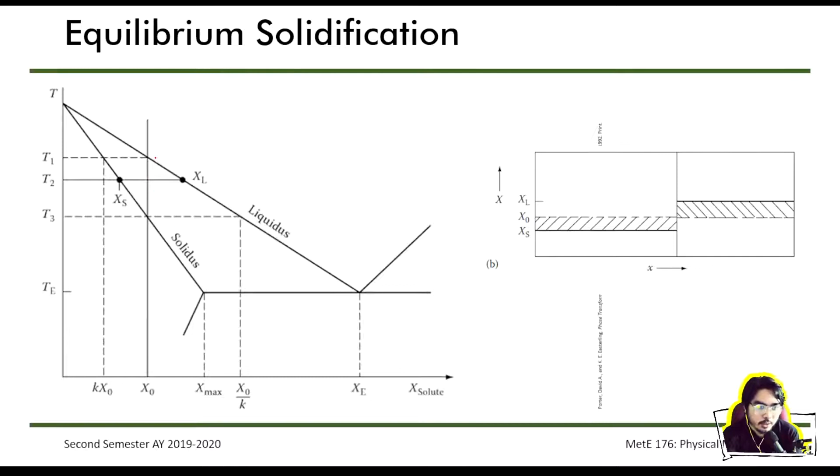if you are at T1, then the first droplets of solid are just starting to form. Then as you go down in temperature, the concentration changes. So if you remember, we have the inverse lever rule. This is the amount of solid that has already formed, and this is the remaining liquid. At the same time, we can also determine the concentration of the liquid at that particular temperature and the concentration of the solid at that particular temperature.